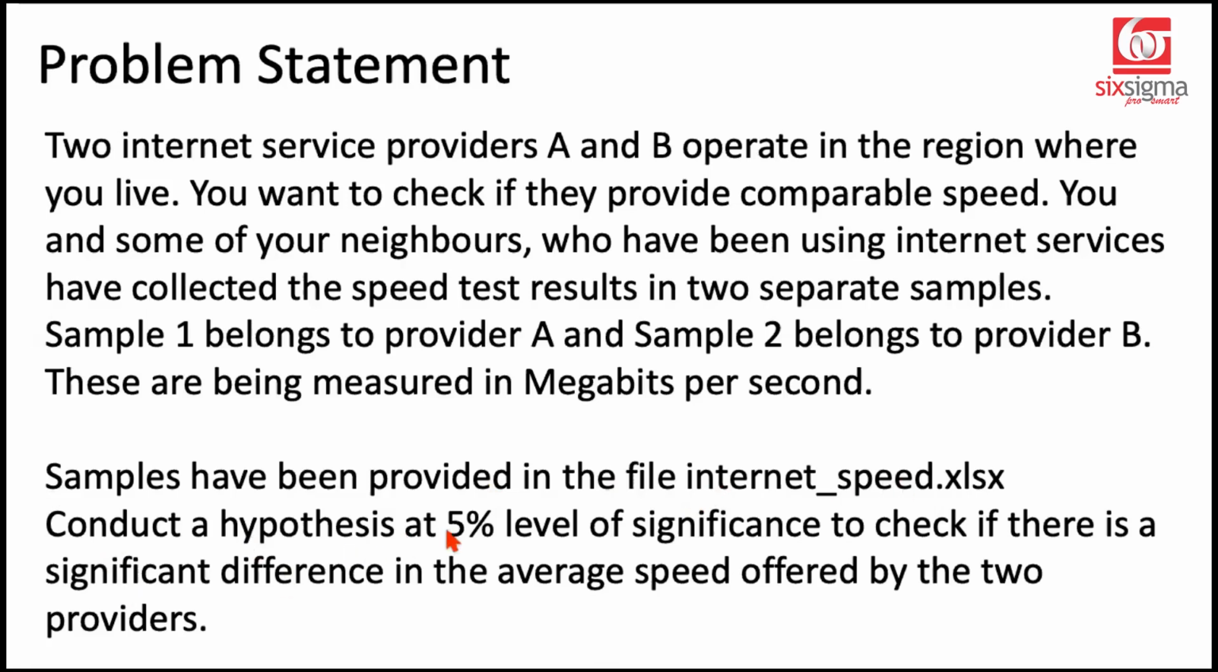Conduct a hypothesis test at a 5% level of significance to check if there is a significant difference in the average speed offered by the two providers. So what are we doing? We are comparing the average speed of provider A with the average speed of provider B. We are comparing two means, and the samples are independent.